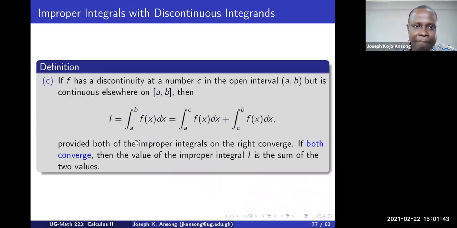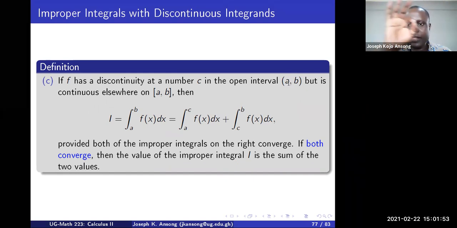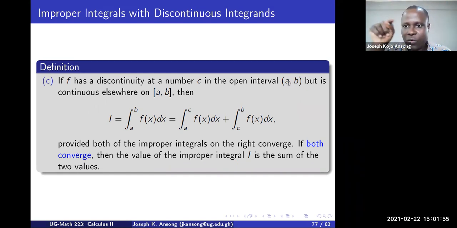Then finally, if f has a discontinuity at a number c in the open interval (a, b), so there is some number within the interval a to b, somewhere in between, where the function f is discontinuous, then what you do is that you split it in two, from a to the number c, and then c to b, and then you deal with them separately, okay?